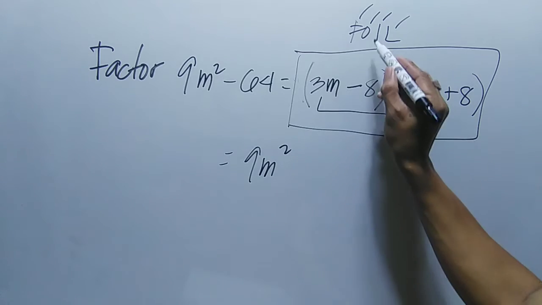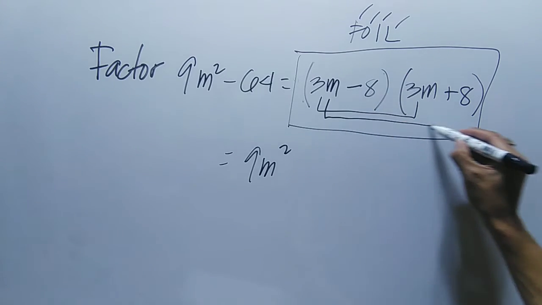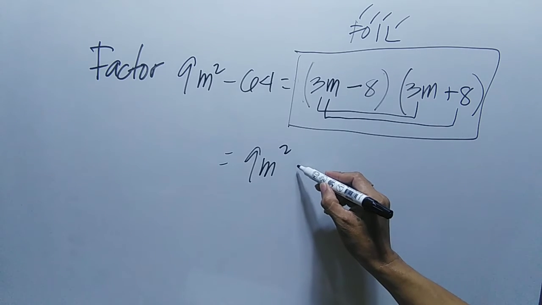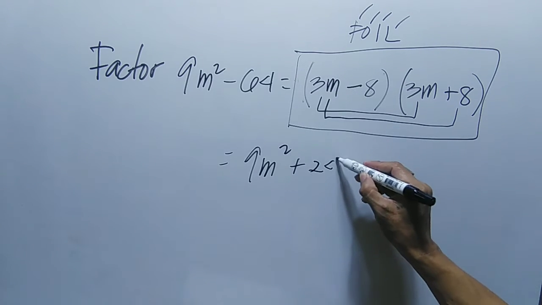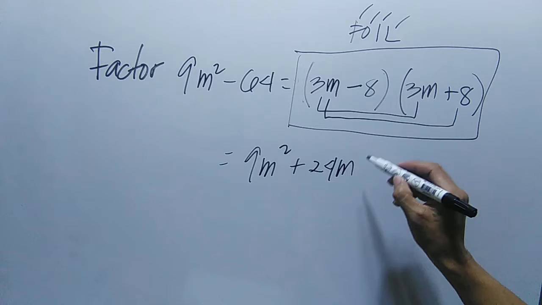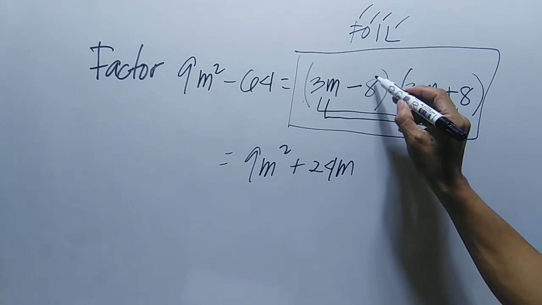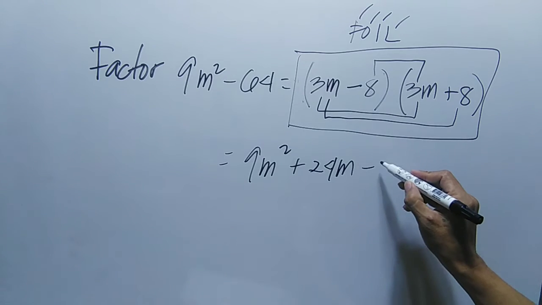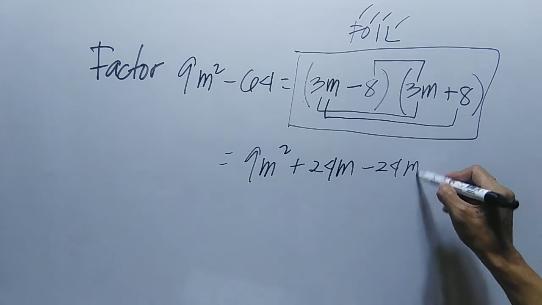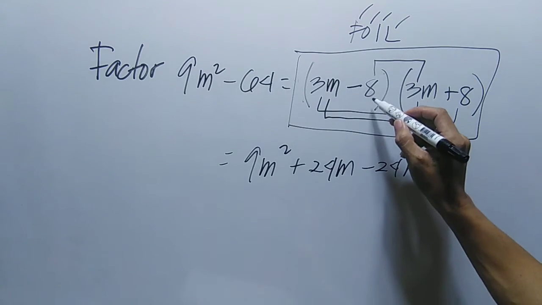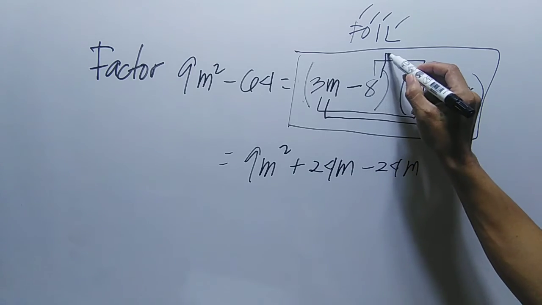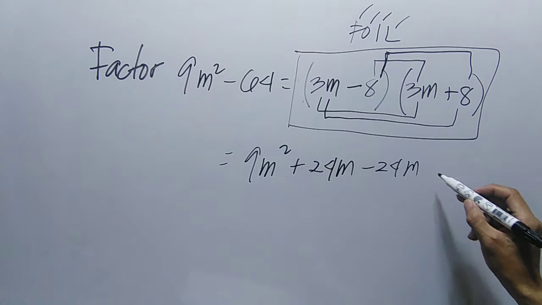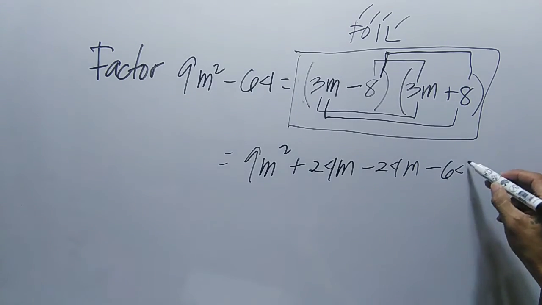Then outer, si 3m multiply natin kay 8 kasi outer yan, that is positive 24m. Then inner, si inner negative 8 multiply natin kay 3m, that is negative 24m. And then last term, si negative 8, i-multiply natin kay positive 8, so that is negative 64.